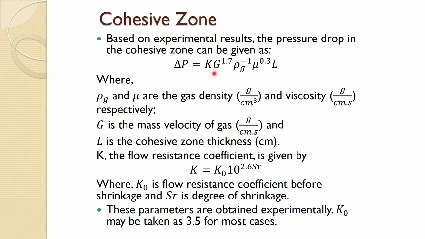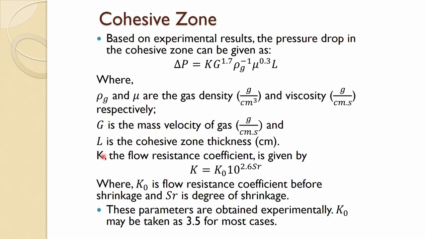So, this is the pressure drop, K G. G is the mass velocity of gas, rho G is the density of the gas, and mu is the viscosity of the gas, and L is the cohesive zone thickness, and K is the flow resistance coefficient, which has to be determined, and it is related to the degree of shrinkage, because in the cohesive zone it is getting melted. So, iron ore and other material shrinks in that way.